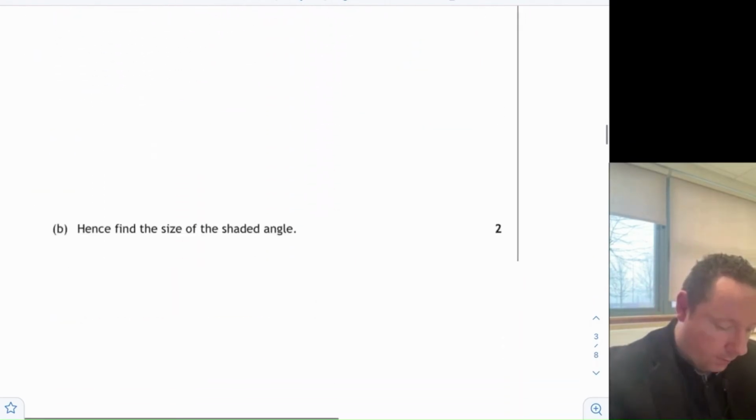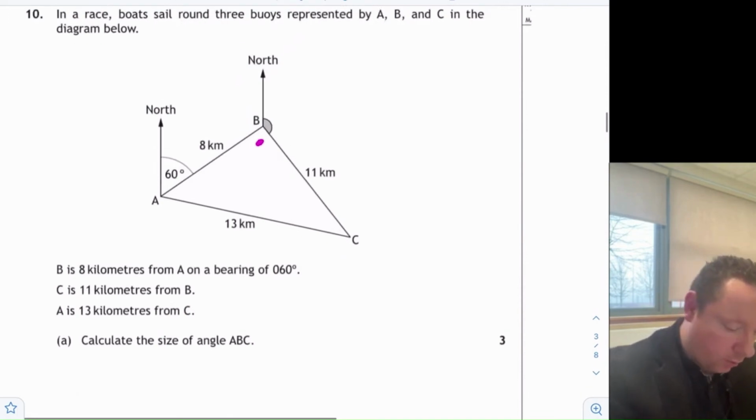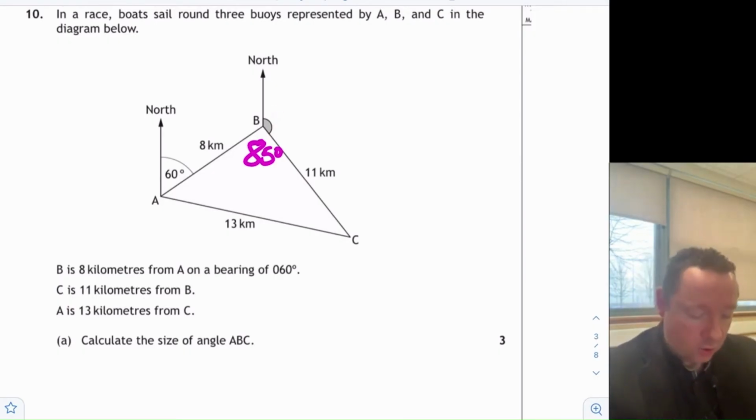So now for part B, it says, hence find the size of the shaded angle. Well, we've already worked out that this is 85 degrees. And it says find the size of this angle here. So we're going to use some angle rules. We know from the previous example that if you've got two north lines, the angles inside those north lines add up to 180. So I can immediately put 120 there, because 120 plus 60 is 180.